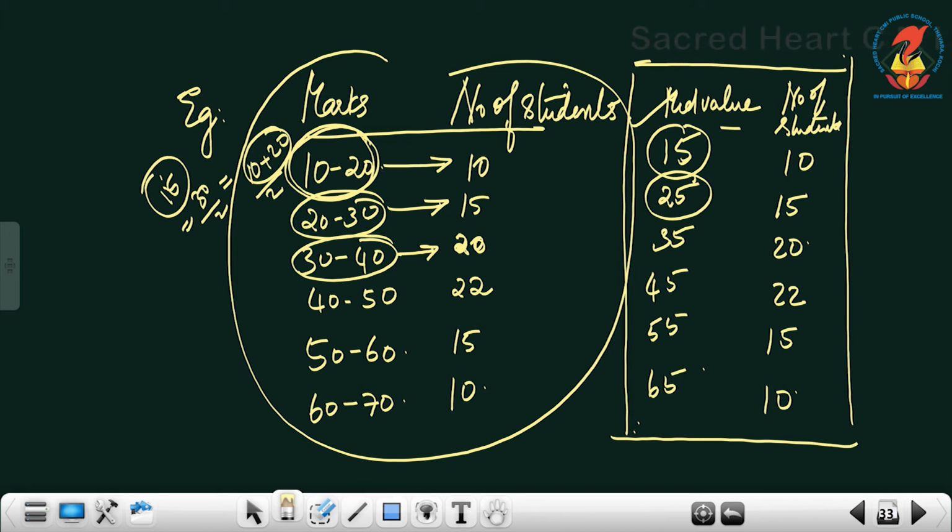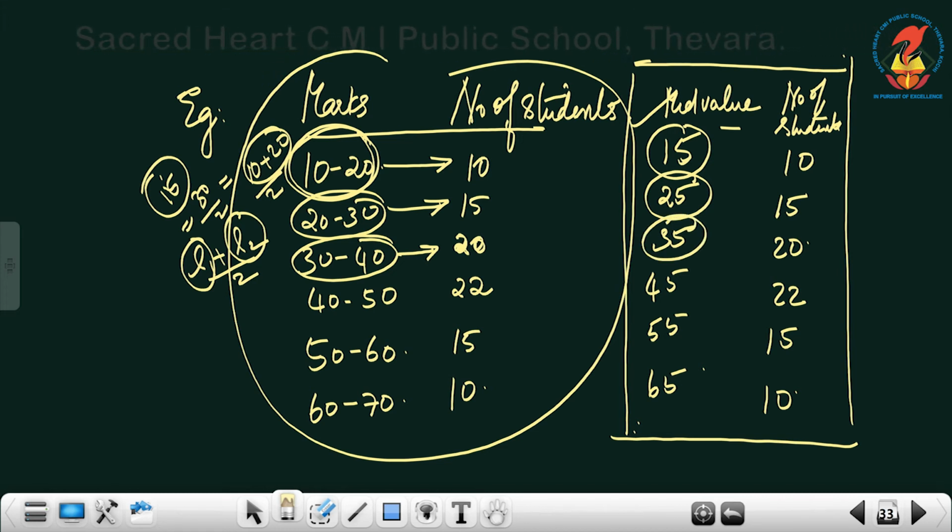What is the formula to find out the mid value? L1 plus L2 divided by 2. That is, lower limit plus upper limit divided by 2. 70 by 2, you will be getting 35. Again, 40 plus 50, 90 divided by 2, you will be getting 45.